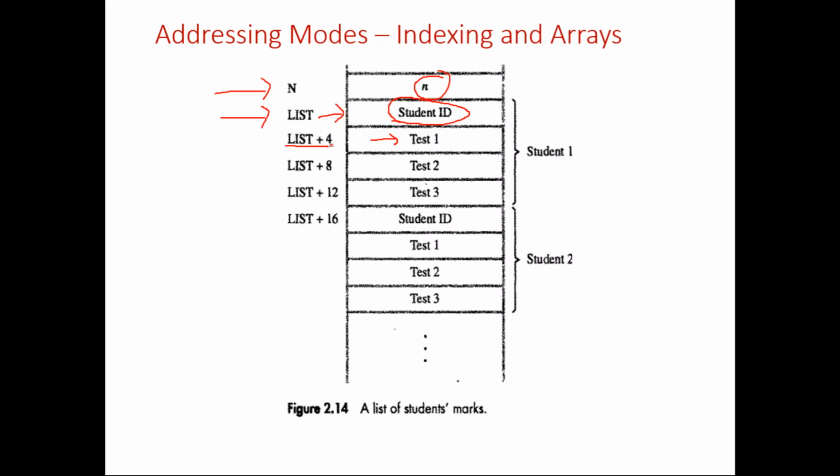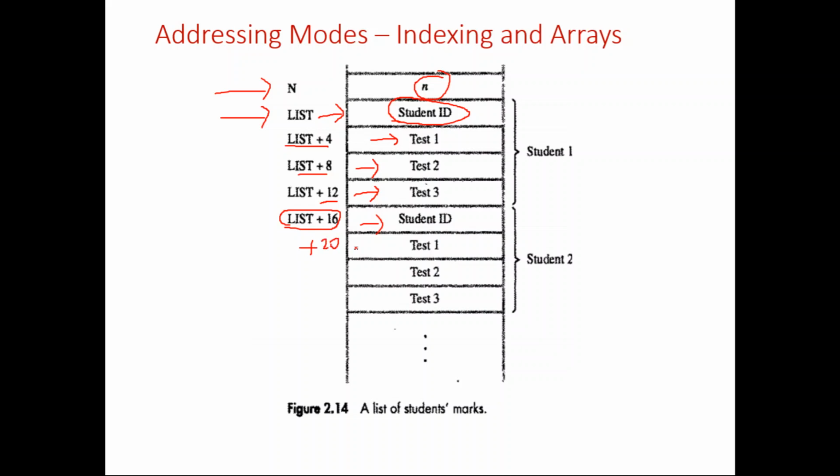So list plus 4 will have the test 1 marks of the first student. List plus 8 will hold the test 2 marks of the first student. List plus 12 will hold the test 3 marks of the first student. Because each word occupies 4 bytes, there is a gap of 4: 4 plus 4 is 8, 8 plus 4 is 12. And list plus 16 will hold the ID of the second student. So what will be this? This will be list plus 20.